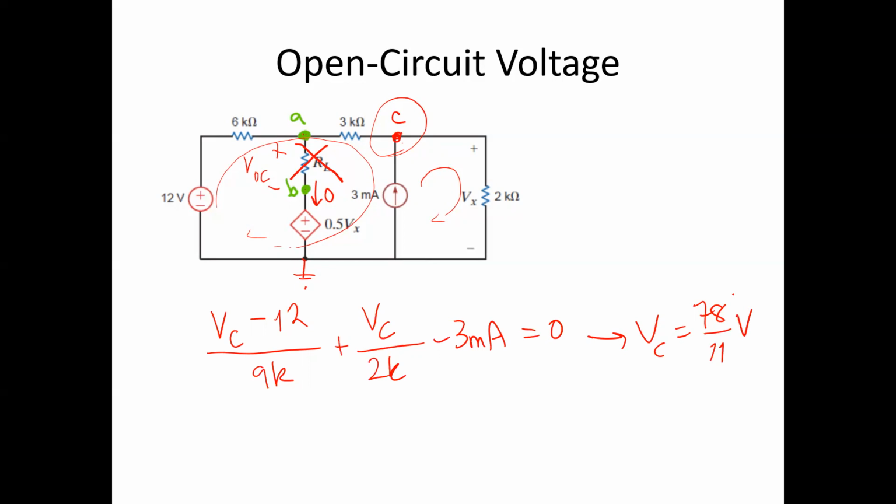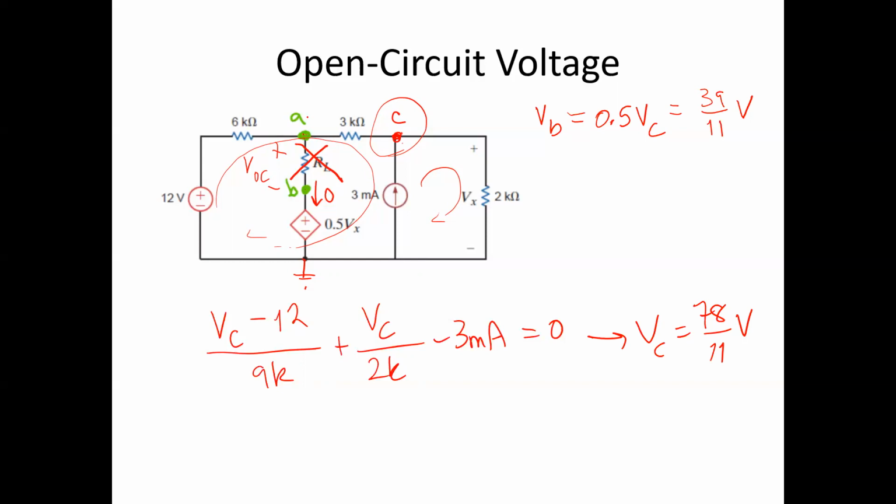And then once you find VC, the key thing is that we have to find what VB and VA are so that we can take the difference to find VOC. In this case, VB is actually equal to 0.5 Vx, and Vx is just VC in this case. So we can find that VB is 39/11 volts. And we can find VA by doing, if you want, another node voltage method at node A. Or you can just do KVL.